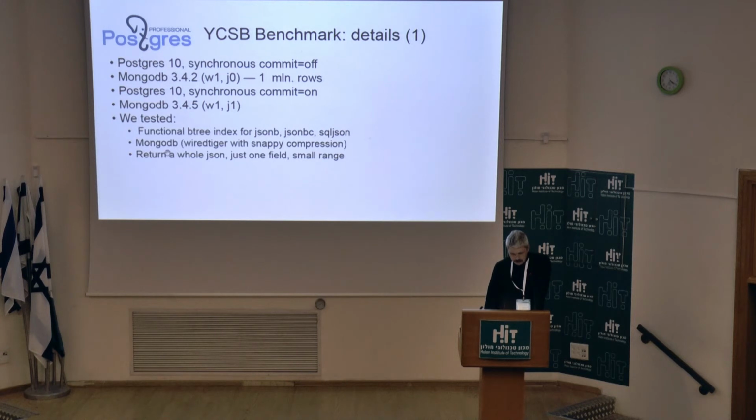And so this is what we tested. Functional B-tree index. Why B-tree? Because this was a key-value workload, so we just extracted records by ID, which was inside the JSON. Also, I don't remember actually what this one is, J0, J1, I don't remember. I will find it out and tell you later.